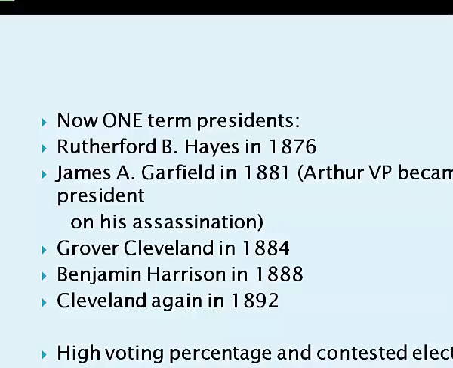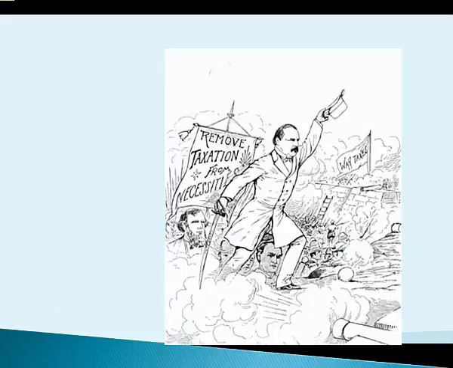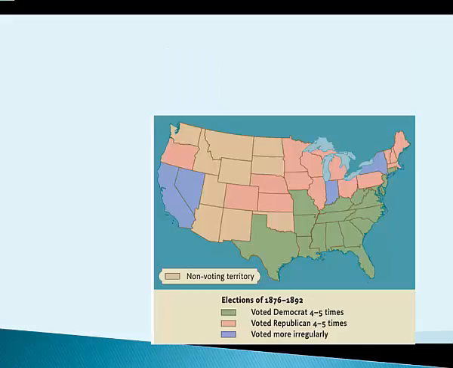American politics with high numbers of eligible voters voting in contested elections. And it was a time of very good voter participation. You got a political cartoon showing Grover Cleveland, second time around, leading the Democratic Party. And this just shows you a graph of what the state's vote is.